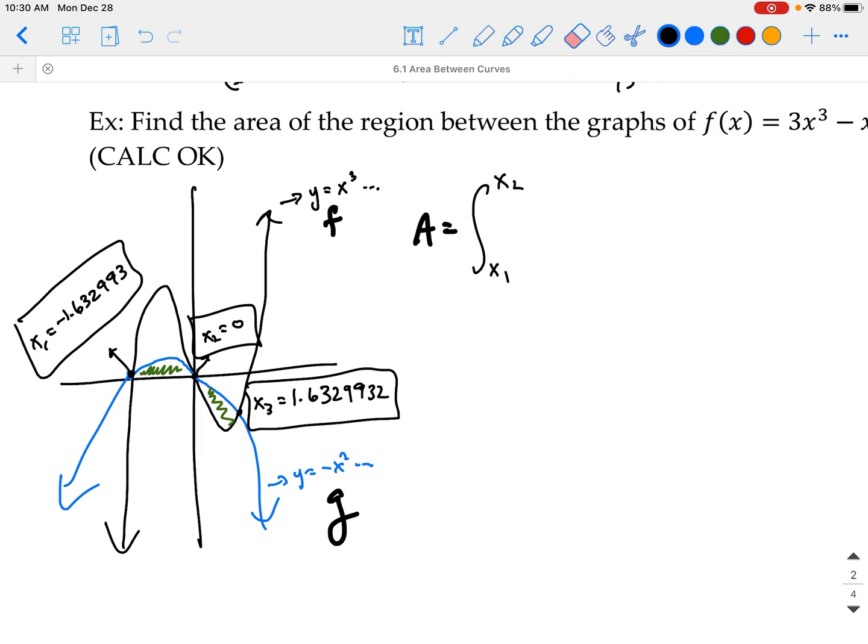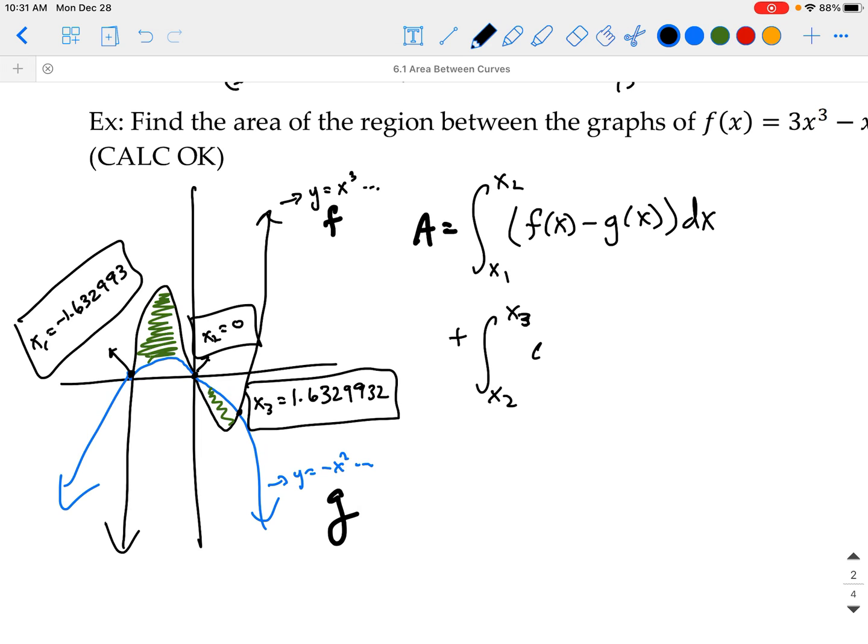Oh, whoops. What am I doing? Let's go back here. That's not the region I want. That's just the region underneath G. The region that I want is up here. Yes, okay. Sorry about that. So those of you who were watching the video earlier and are like, no, that doesn't look right, you are correct. All right, so that is going to be f of x minus g of x plus, and then our second integral will be from x2 to x3, and this is going to be g minus f.